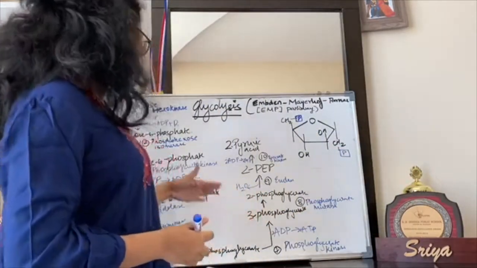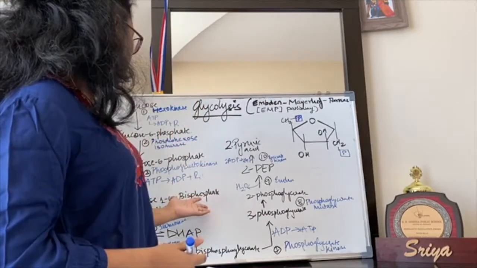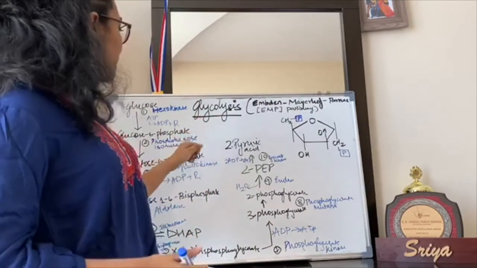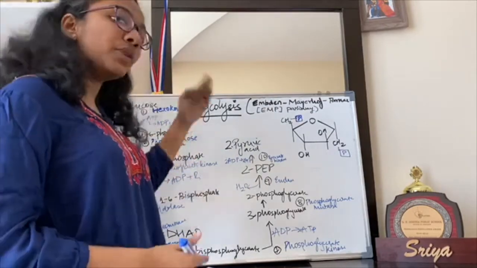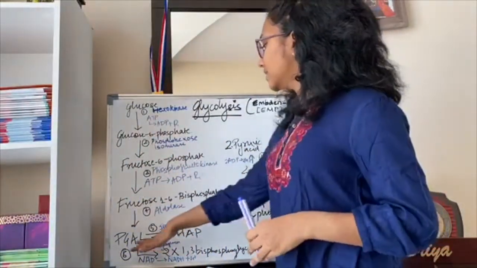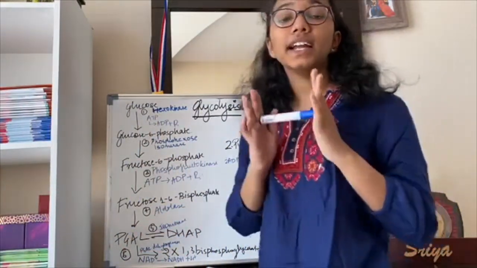Okay, we're done with 3 steps here, and you already realized that ATP is being broken down in 2 steps here. So 2 ATP molecules are being used. Next, let's come to the synthesis of PGAL, or glyceraldehyde 3-phosphate.